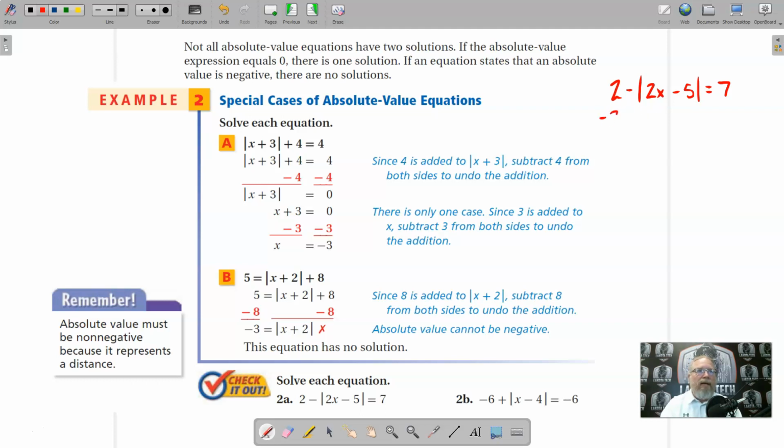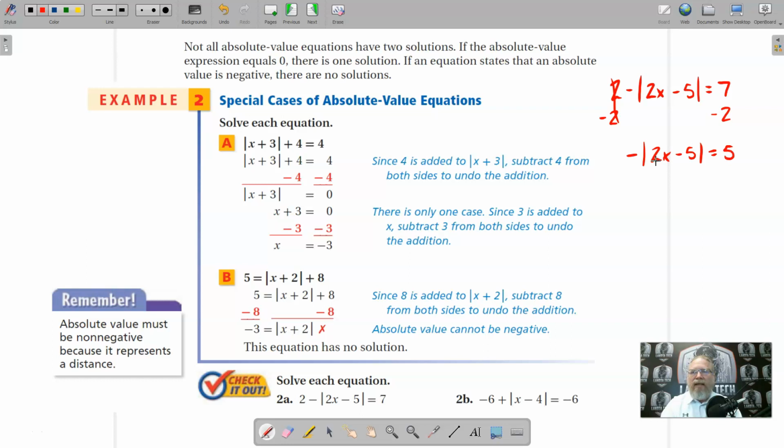So let's subtract 2 from each side, all right? Because I want to get rid of this positive 2 here. So those 2's will cancel each other, leaving me with negative absolute value of 2x minus 5. And 7 minus 2 is 5.